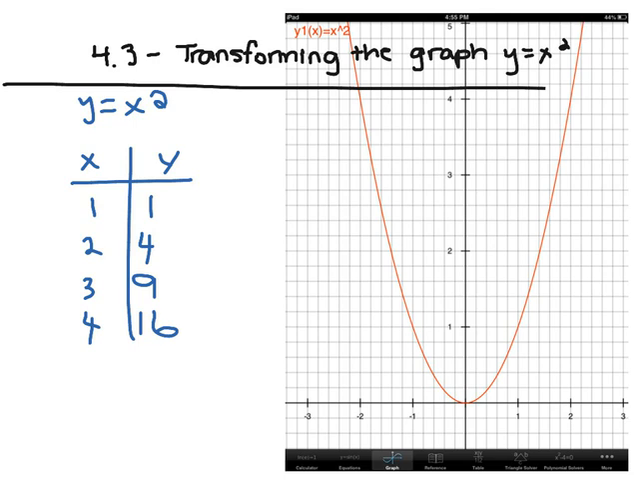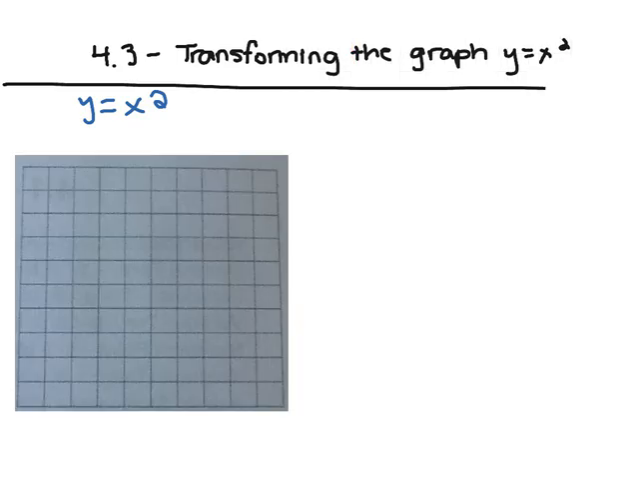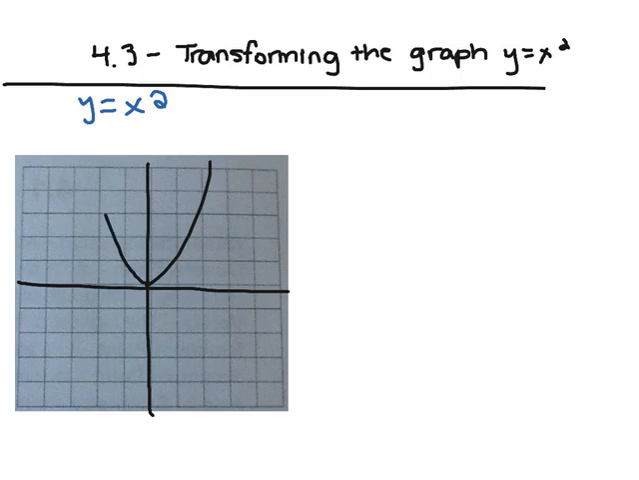What we're going to do now is add and subtract things to x squared to see how it manipulates the graph. On your paper, it says to draw the graph of y equals x squared. Just do a rough sketch. This is what your graph should look like.